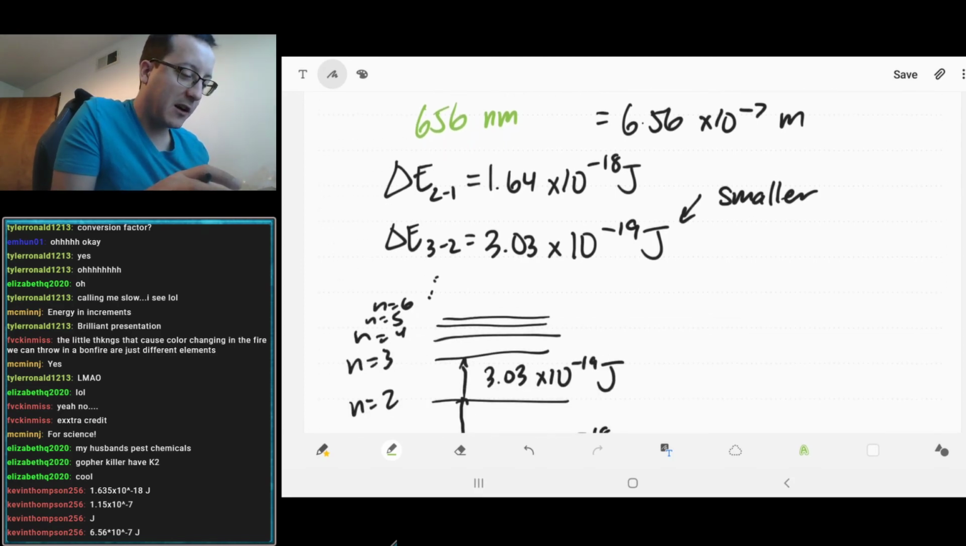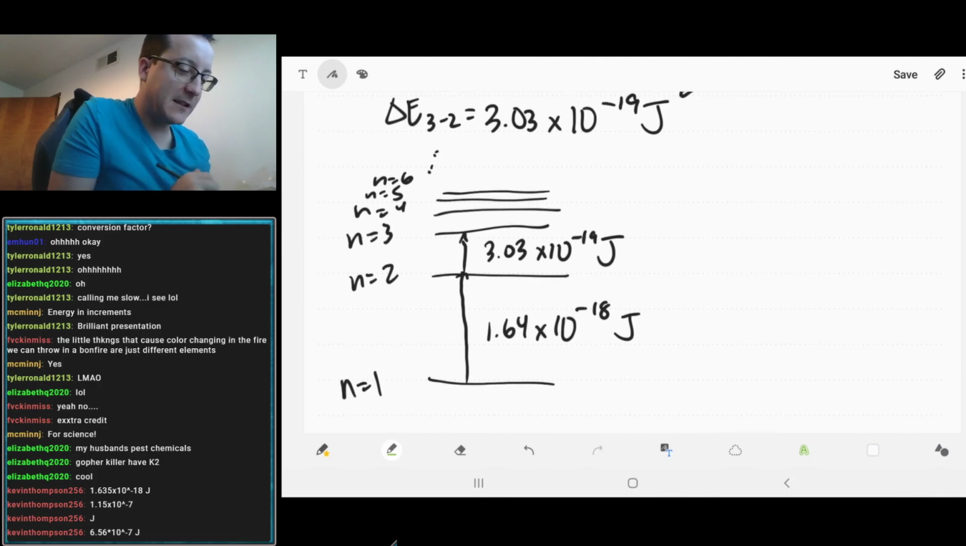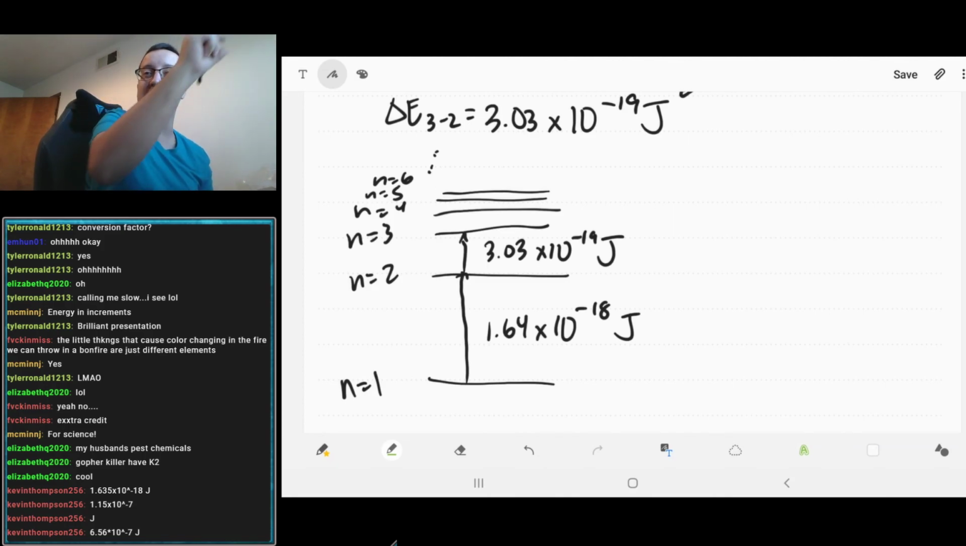I guess we're out of time. I'll talk about that tomorrow. But the idea here is that the energy difference is always smaller the higher up you go. So the energy difference is always the biggest from n equals 2 to 1, and then it gets smaller and smaller and smaller the higher up you go.